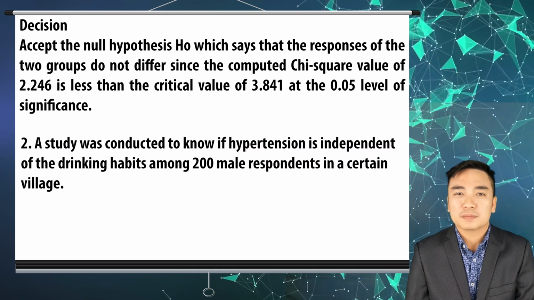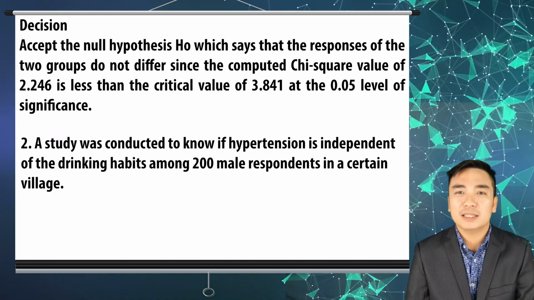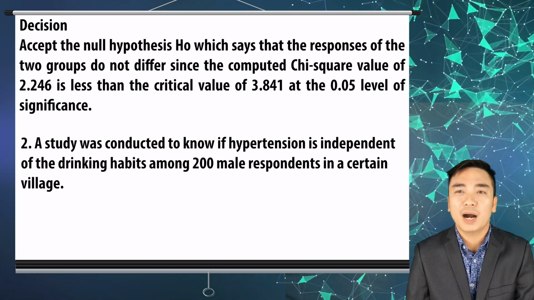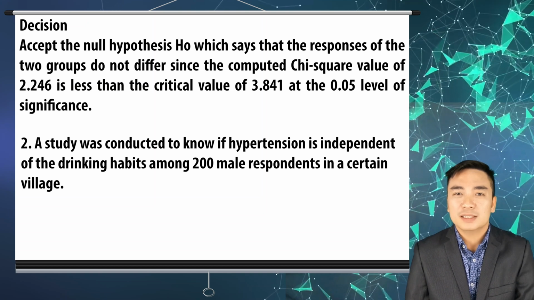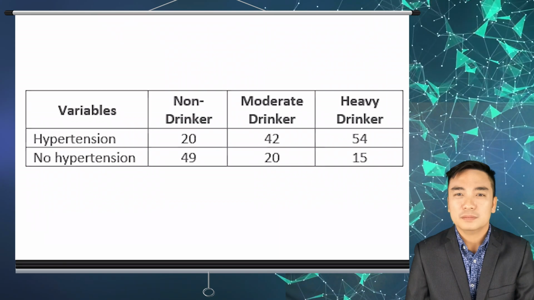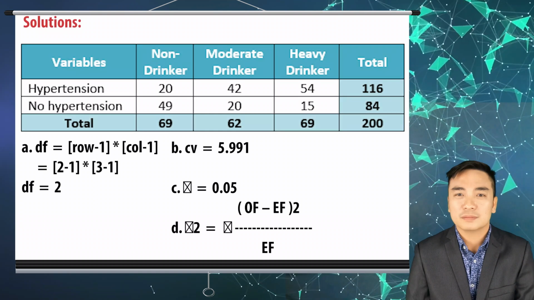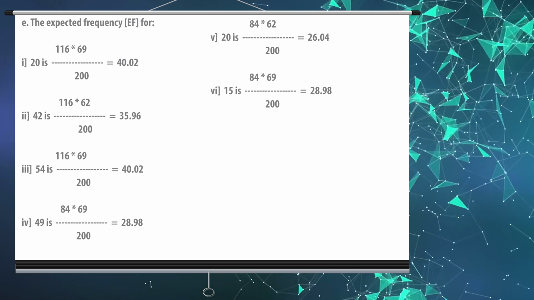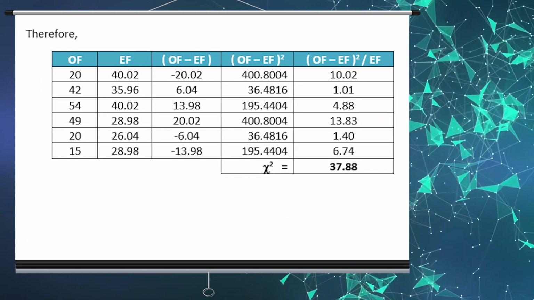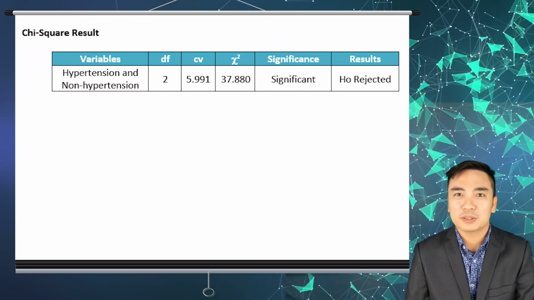Example number 2. A study was conducted to know if hypertension is independent of the drinking habits among 200 male respondents in a certain village. This is the table. And this is the solution. And this is the chi-square result.